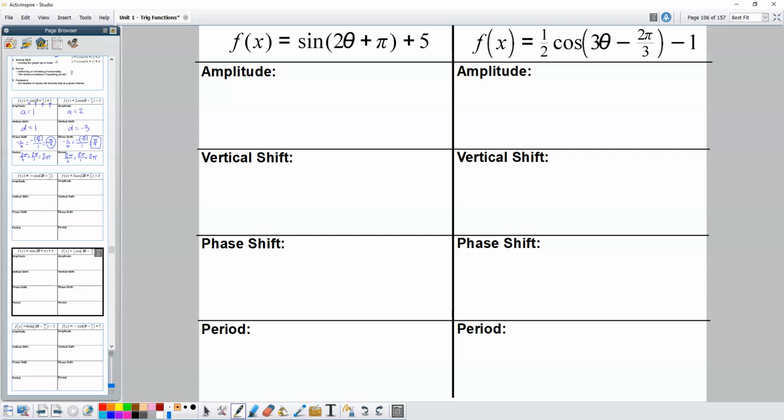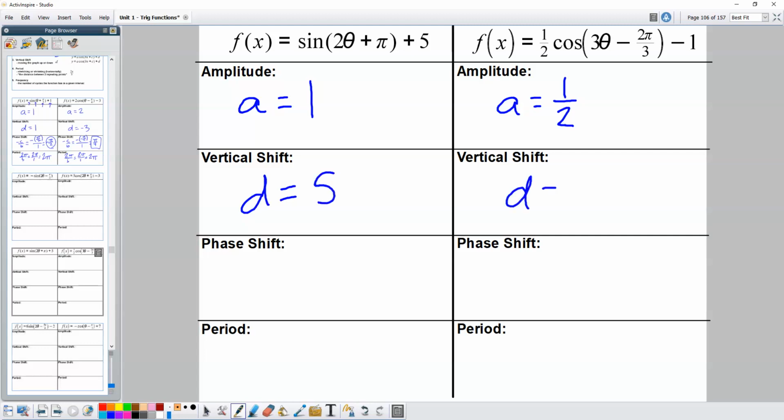So amplitude on this one is just 1. Amplitude on this one is 1/2, so shrinking that one a little bit. Vertical shift here is positive 5. Vertical shift here is negative 1.